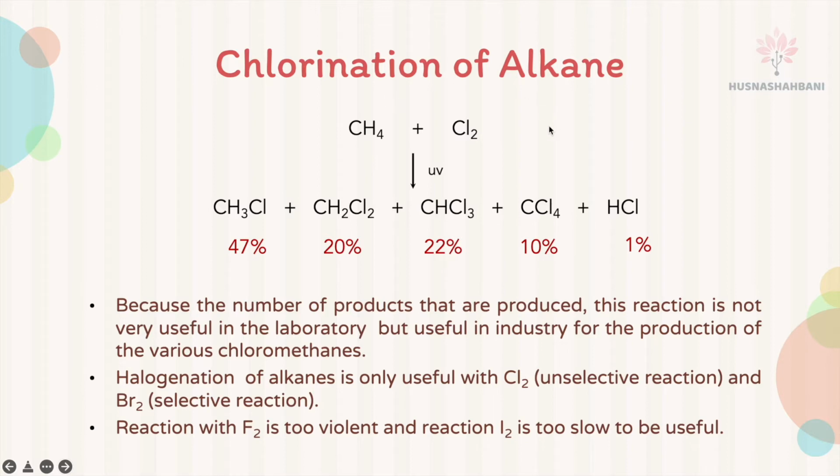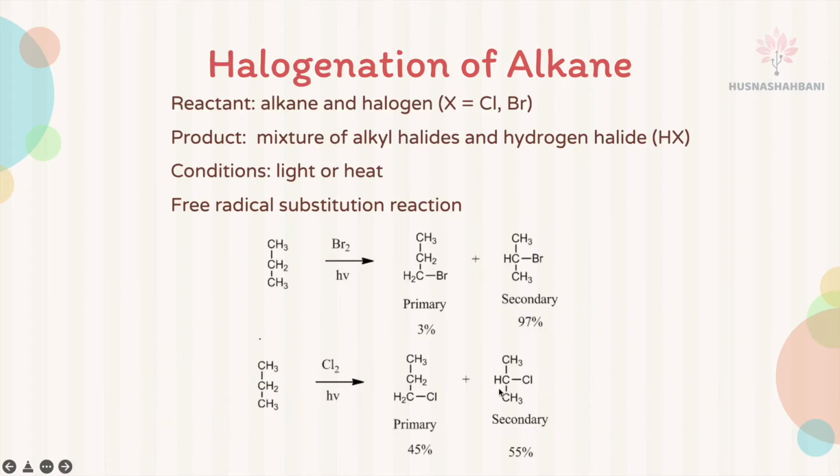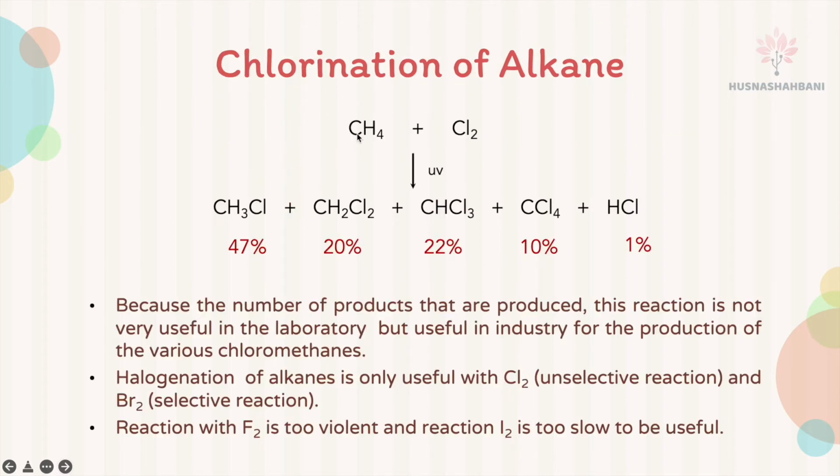Chlorination of alkane. If you look at methane, all hydrogens are primary hydrogen, so there's no selection like in propane, which has two classes of carbon, primary and secondary. But methane has no class of carbon. Because of the number of products that are produced, this reaction is not very useful in the lab, but it is useful in industry for the production of the various chloromethanes. So here, chlorine.